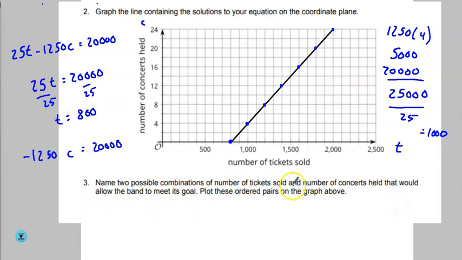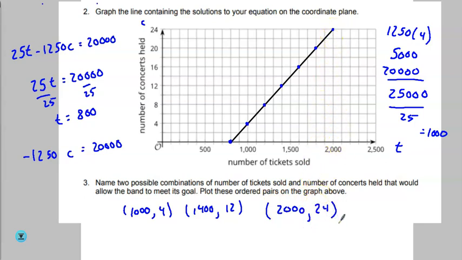So name the possible combination of tickets sold. Like I was saying, every one of those points that you keep, so you could do, if you sell 1,000 tickets and have 4 concerts, you'll raise the money. If you do that one, 14, if you sell 1,400 tickets, you'd have to have 12 concerts. You can come up here. If you sell 2,000 tickets, then you're going to have 24 concerts to raise the money.